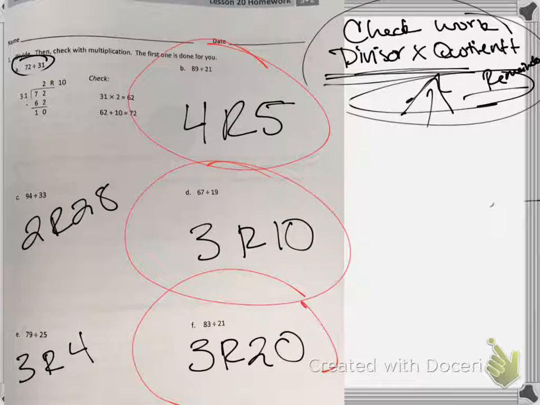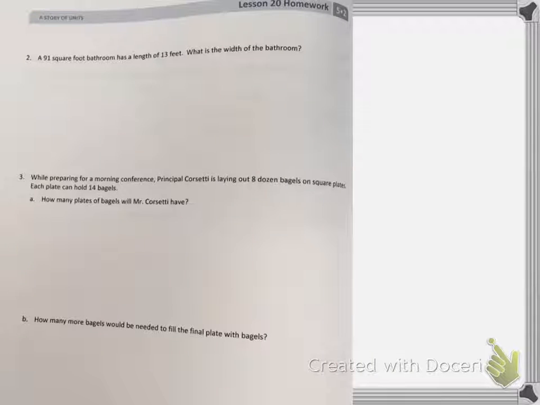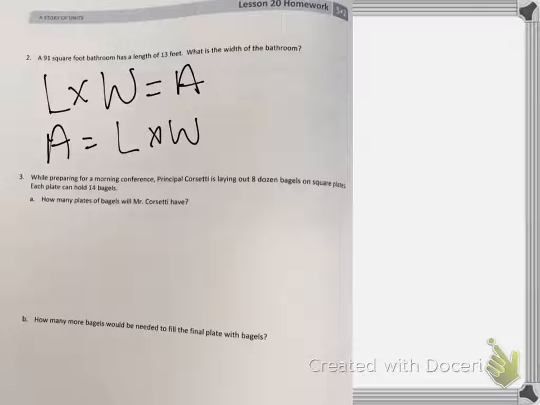Let's look at the next page. We have some word problems. A 91 square foot bathroom has a length of 13 feet. What is the width of the bathroom? So these are one of those questions where we have length times width equals area. Or you can say area equals length times width. So we can plug in to find our missing factor.